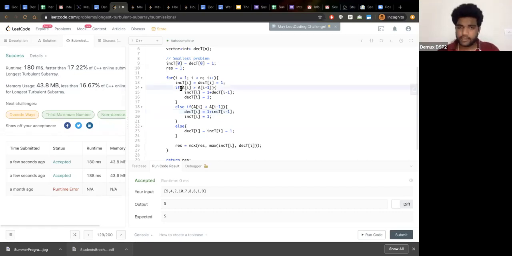Basically, if the current number is greater than the previous number, then I can extend the chain which decreased at I minus 1 by 1. And that will be the longest such that it increases at I. Correct? And in this case, because the previous number is smaller, I cannot have a turbulent chain such that it decreased at I and ends at I. I cannot have any chain, right? So I will have just this number.